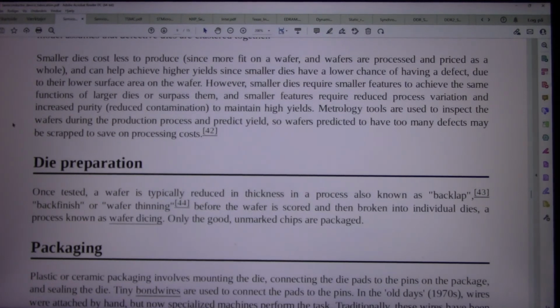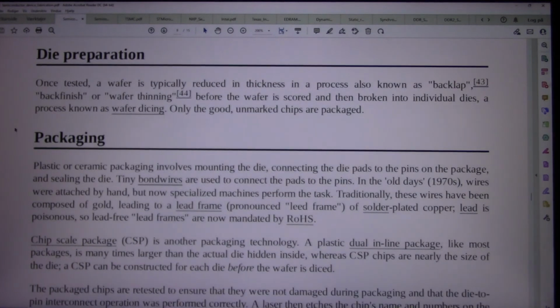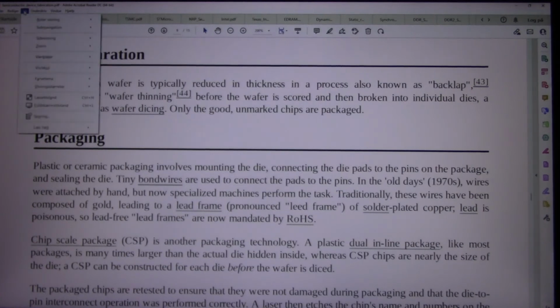42. Die preparation. Once tested, a wafer is typically reduced in thickness in a process also known as backlap. 43. Back finish or wafer thinning. 44. Before the wafer is scored and then broken into individual dies, a process known as wafer dicing. Only the good, unmarked chips are packaged.